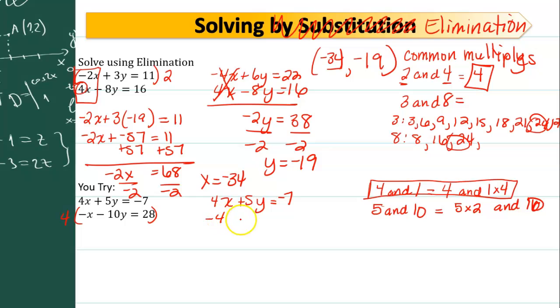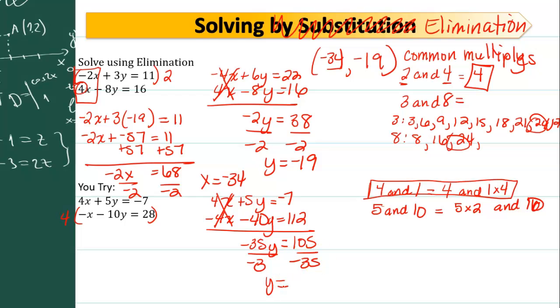And we have negative 4x minus 40y. And I don't know what 28 times 4 is, so I'm going to multiply that on my calculator. Equals 112. I'm going to add these. 4x and negative 4x cancel out. 5 and negative 4, oops, excuse me, that 40 should have had a y there. 5 and negative 40 make negative 35y. And negative 7 plus 112 gives us 105. I'm going to divide both sides by negative 35. And so y equals negative 3, with a negative because a positive divided by a negative is a negative.